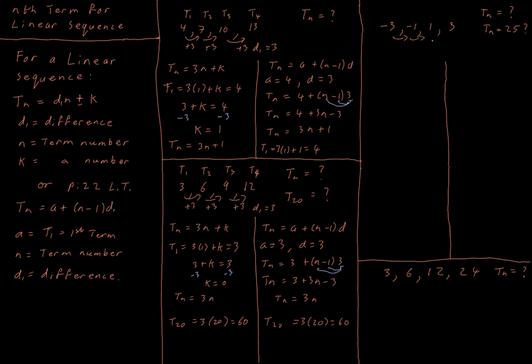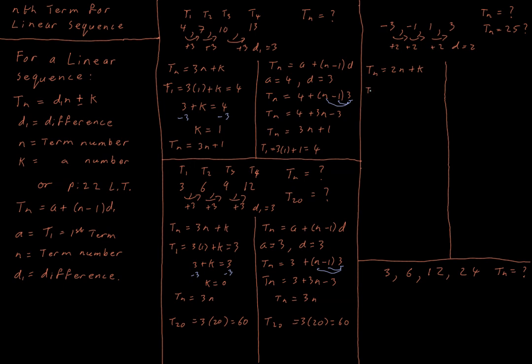What's our first thing we have to do? Well, we have to make sure we've got a linear pattern. So do we have a linear pattern? We're adding 2 here, and we're adding 2 here, and we're adding 2 here. So we do have a linear pattern. The difference between our terms is plus 2. So let's go with our first method. Tn should be our difference times n plus some constant.